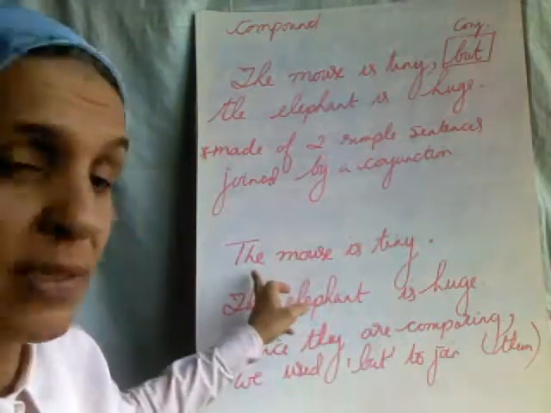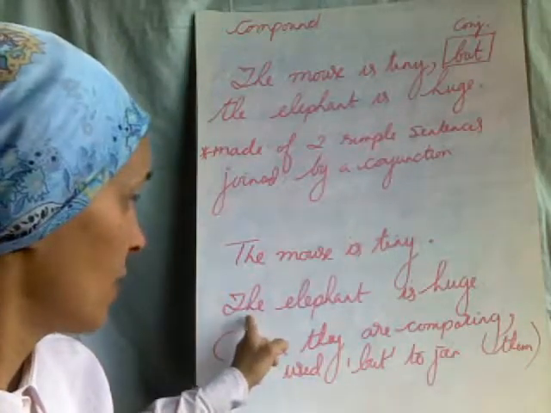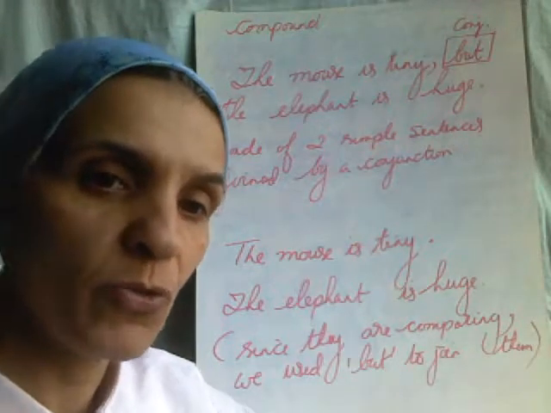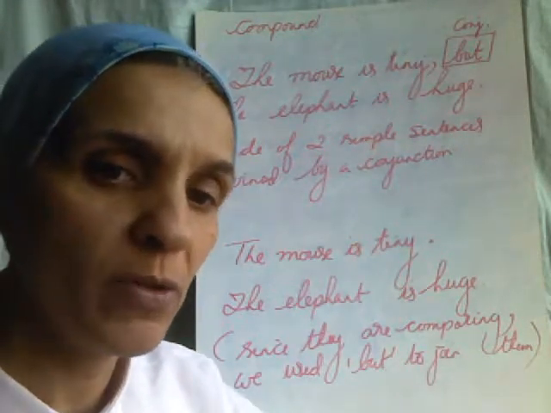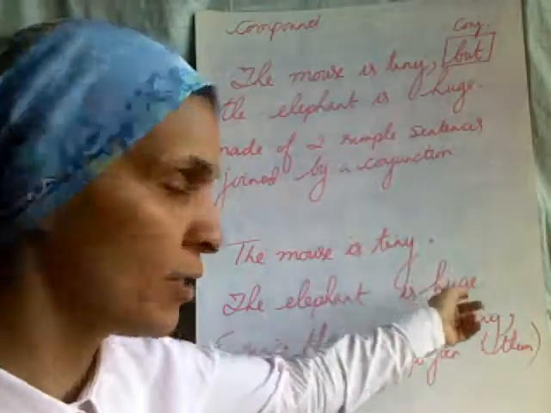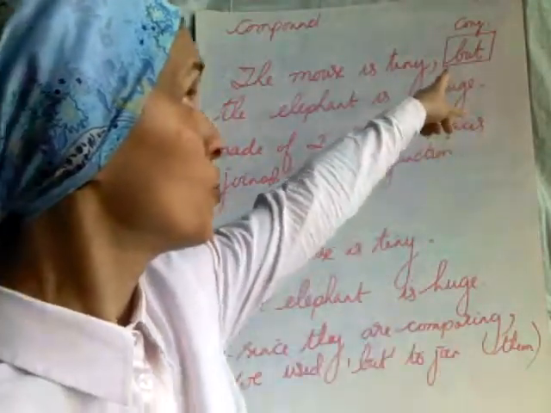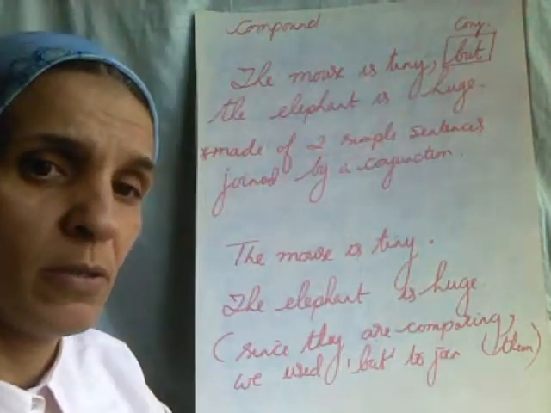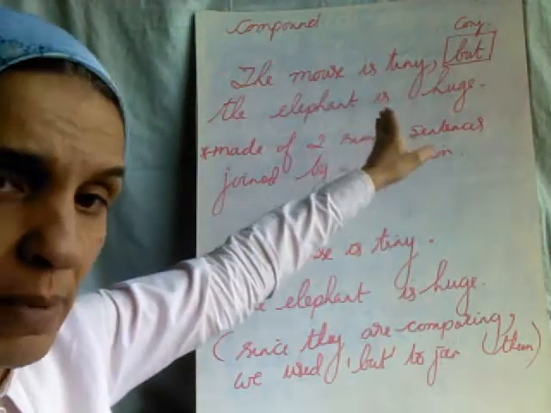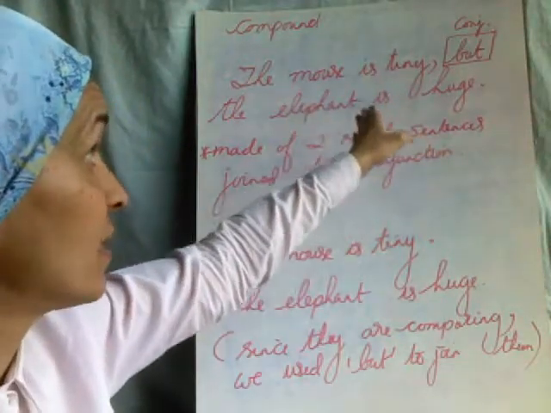Now these two small sentences would have been "The mouse is tiny" and the other one, "The elephant is huge." Instead of leaving them as two separate sentences, I can join them together. Since there is a comparison here between opposites, tiny and huge, we're comparing sizes, so I am choosing to use the conjunction "but," and we join them together. The mouse is tiny, comma, because that's the end of one sentence, but the elephant is huge.